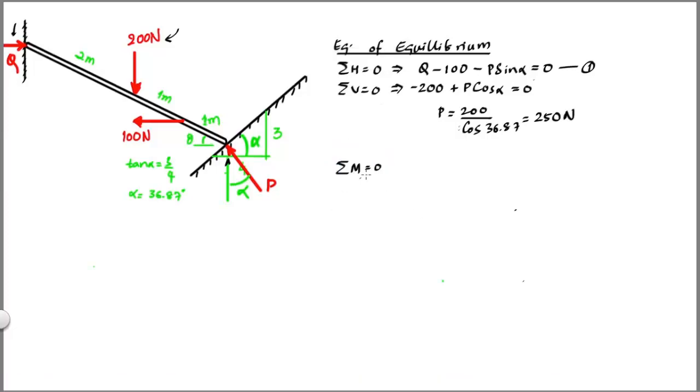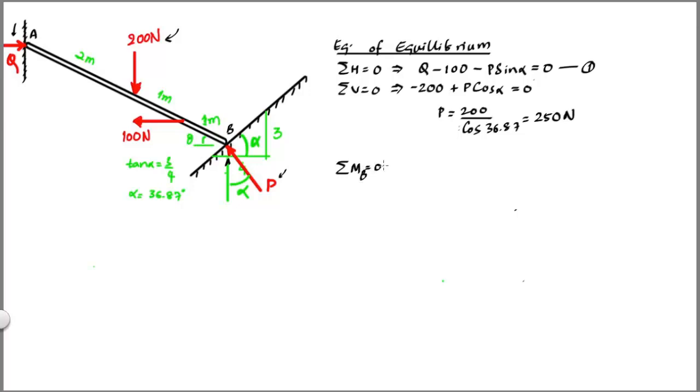Now we have to go for moment. We can take the moment about any of the points. We can choose either the A point or the B point. Let's choose the B point, because this will completely eliminate this particular reaction, which is inclined at various different angles, and it would be very difficult for us to find that. So let's take the moment about B.